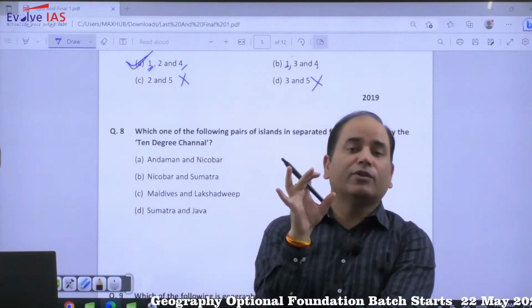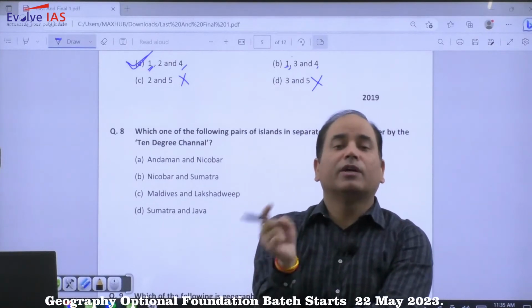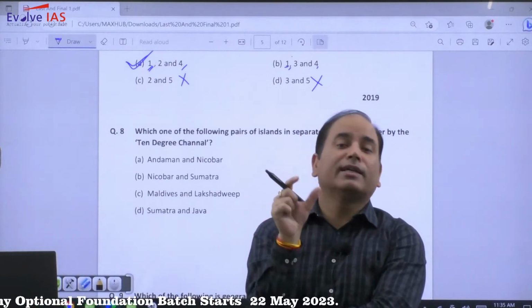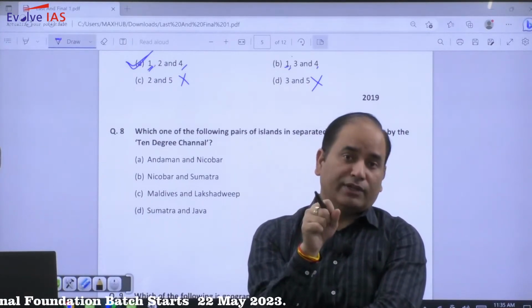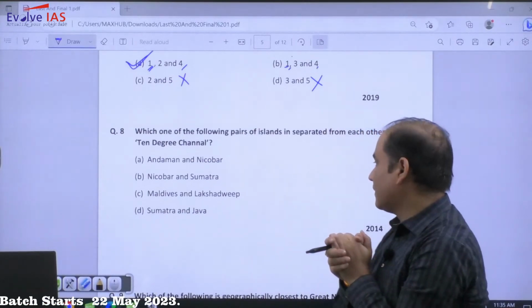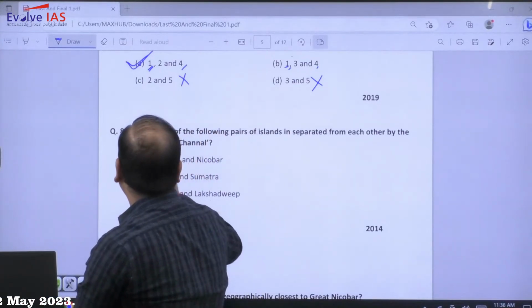Similarly, if you go to the Nicobar region, in the south of the Nicobar you will find the Great Channel. So Great Channel is a dividing line between India and Indonesia. You can say it is the boundary also, that is the Great Channel. So the answer of this question will be Andaman and Nicobar.